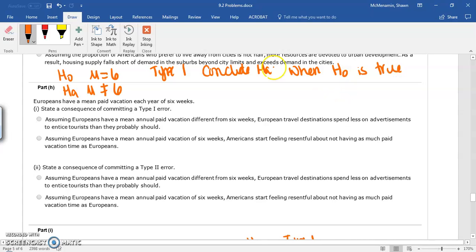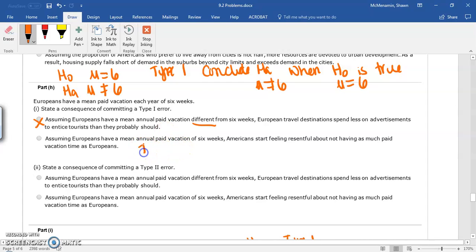And what the more correct language is, you're rejecting the null, and that's why you're favoring the alternative when the null is true. So concluding HA, you're concluding that the mean is not equal to 6, when in fact the mean is equal to 6. So it would be assuming that they have different from 6 weeks, not equal to 6. So assuming Europeans have a mean annual paid vacation different from 6 weeks, European travel destinations spend less on advertisements to entice tourists than they probably should.